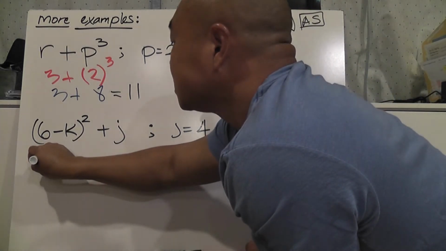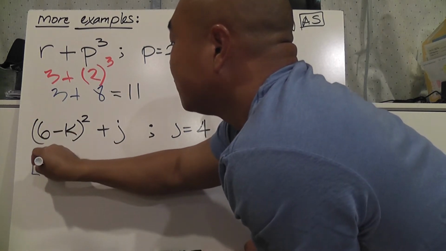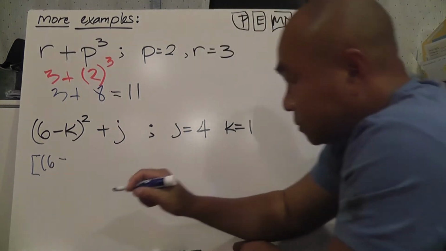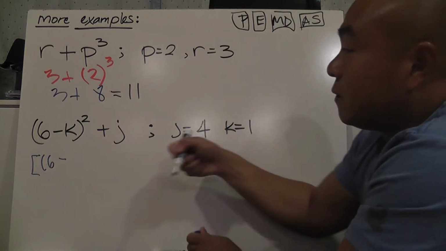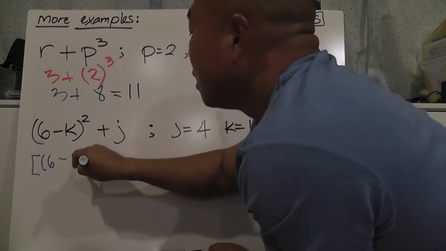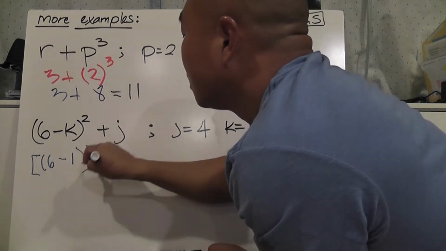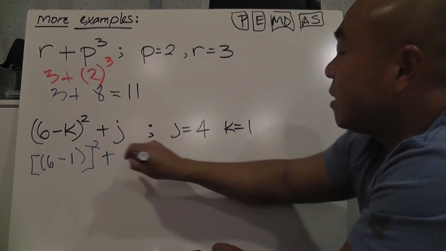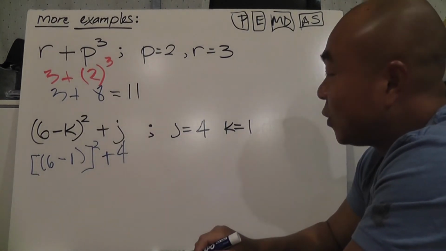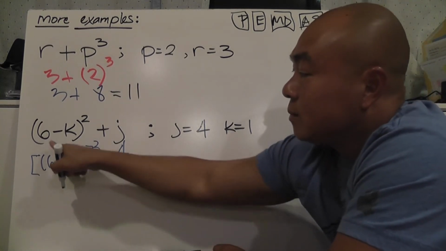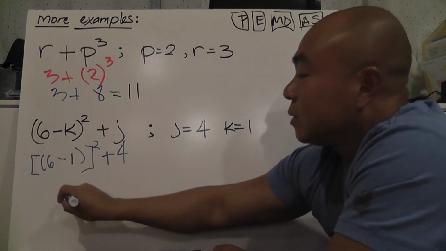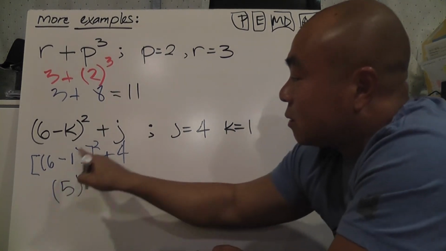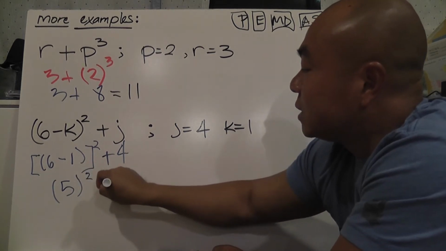So this is going to be, let's go ahead and do brackets on this one. So here we have 6 minus, and then k is equal to 1 to the second power, and then plus j, we're going to substitute the 4. So here, 6 minus 1, we're going to go ahead and make that 5, and don't forget that second power right here, and then plus 4.